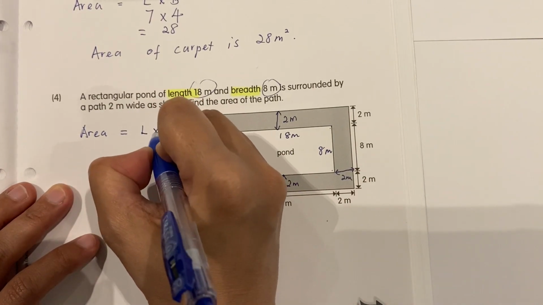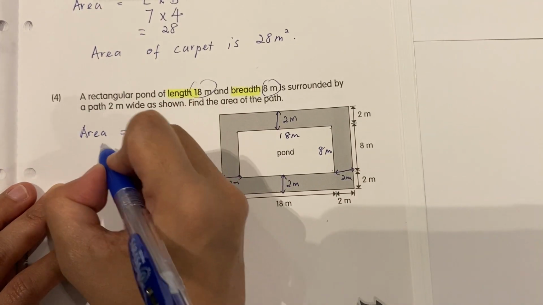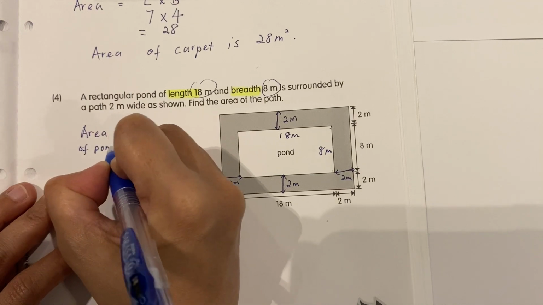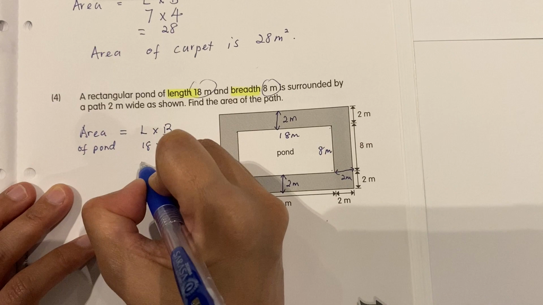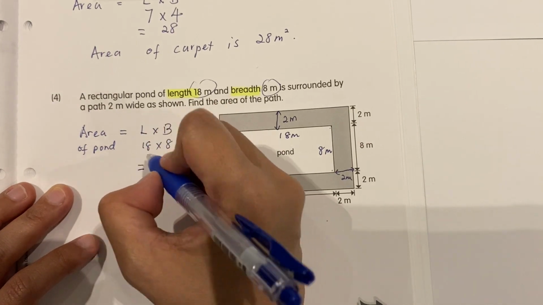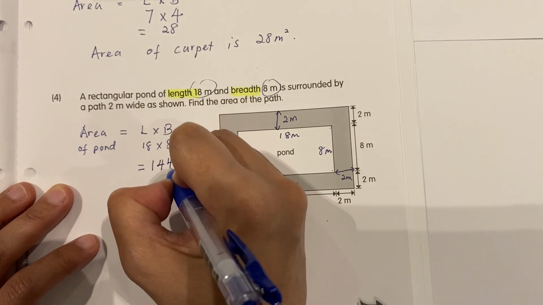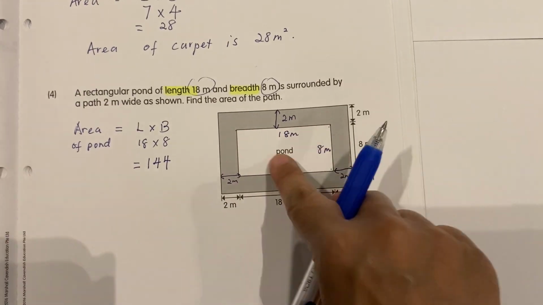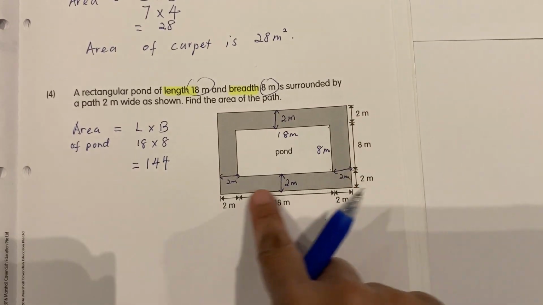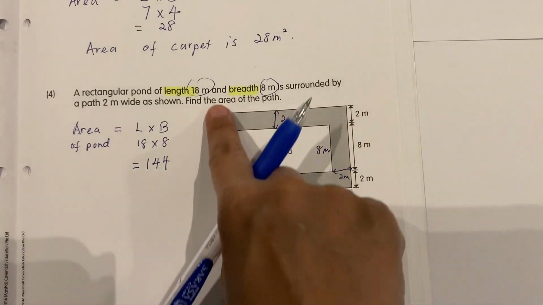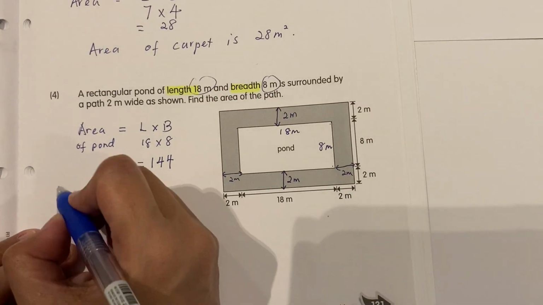So area is length times breadth. So area of pond is length, that's 18, times breadth, that's 8. So area of the pond is 144. So you're done. You already found the area of the pond. Now you're supposed to find the area of the big rectangle outside.